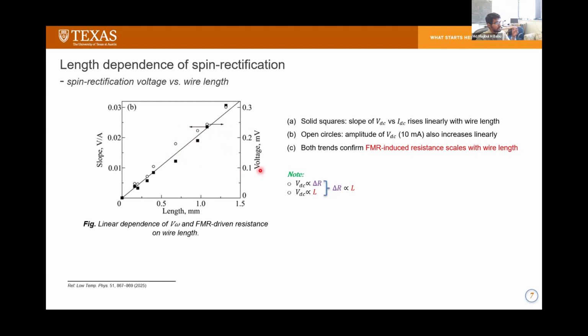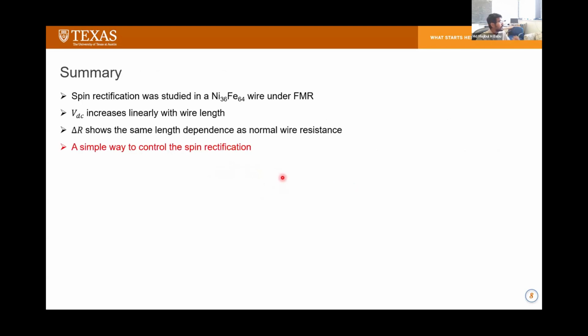Now this behavior is the same as the normal wire resistance. Therefore, we can say that our results confirm that the spin rectification photovoltage and FMR-induced resistance change linearly with the wire length. So this is the summary of my research.